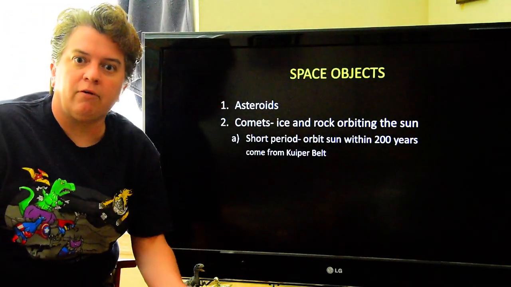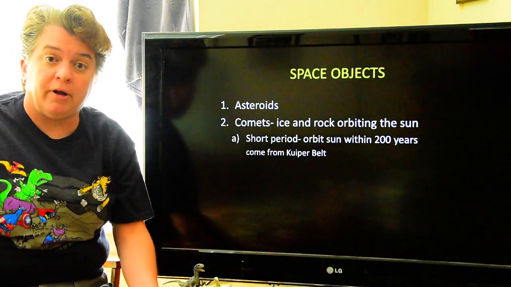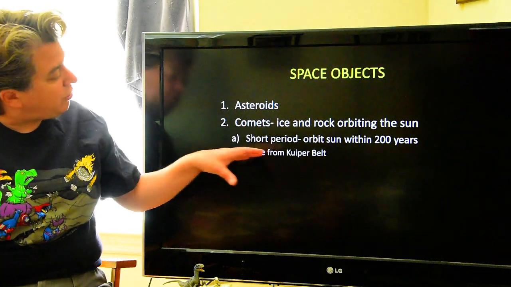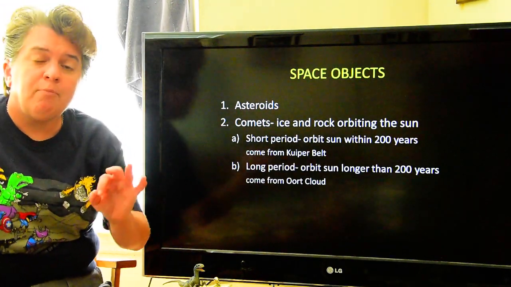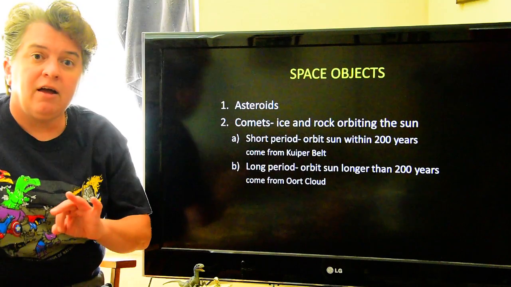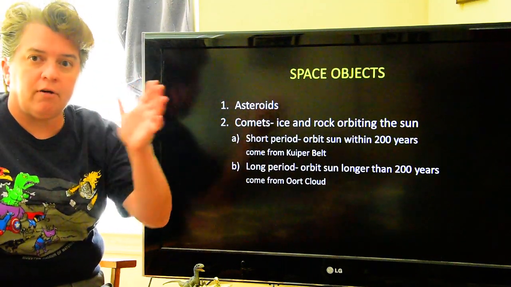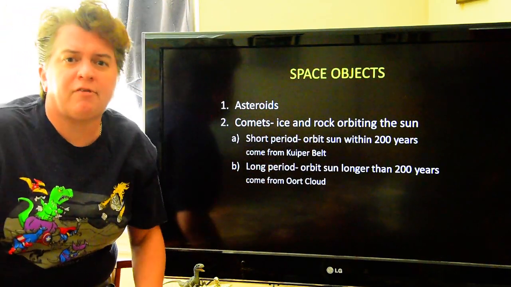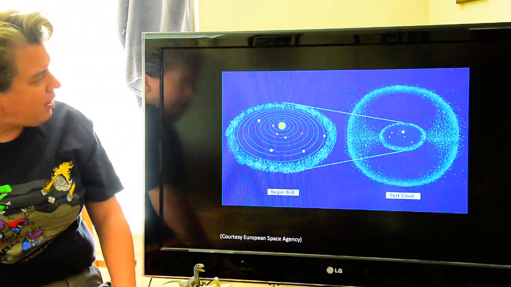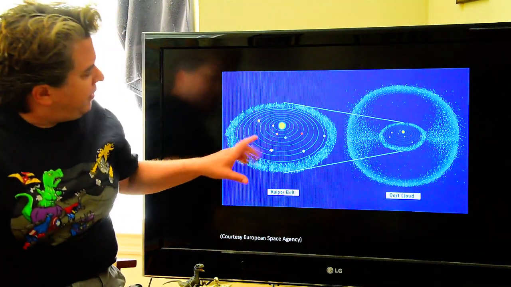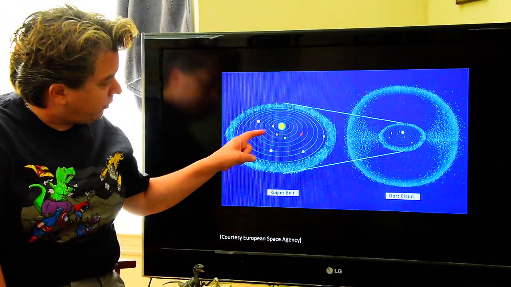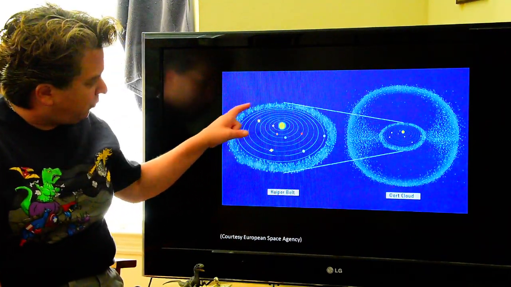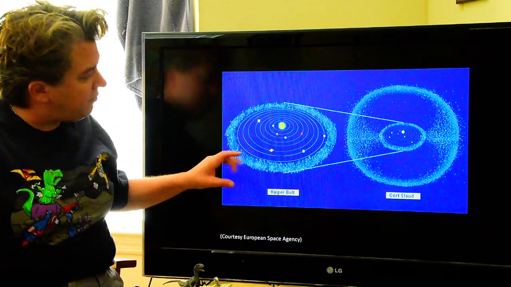Neowise, that was around this summer, is a long period comet because it's only going to return in several thousand years. So these short period comets come from the Kuiper belt, but those long period comets orbit the sun, like I said, greater than 200 years, and they come from an area way out there in space called the Oort cloud. So if we were to look at this, here's our basic view of the solar system. There's the sun and the planets orbiting it. The Kuiper belt's right out here, kind of beyond the farthest of the planets.